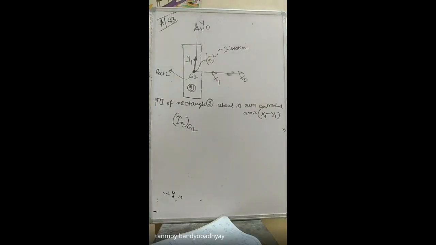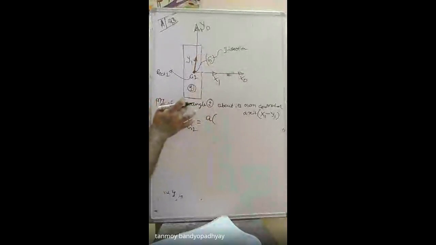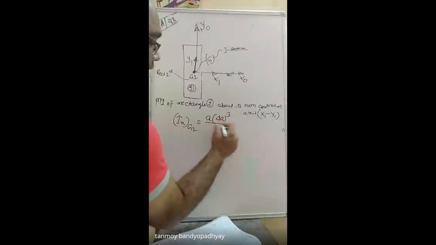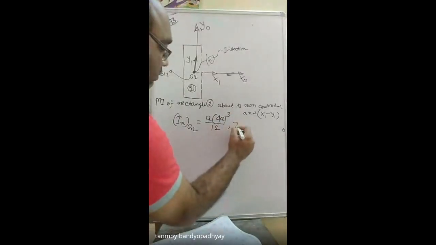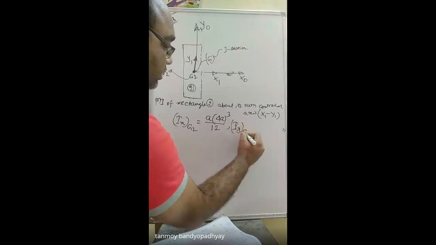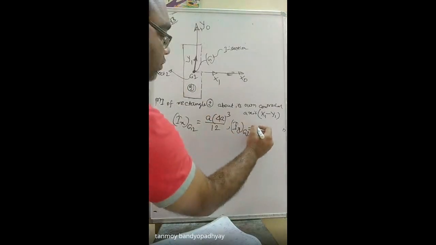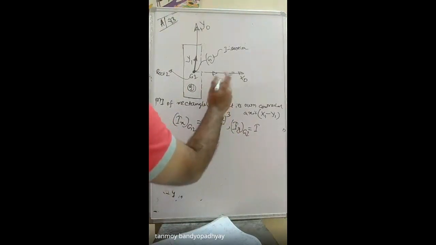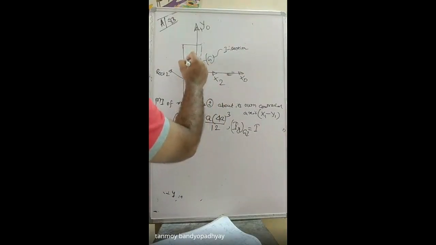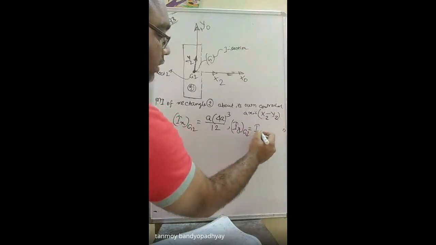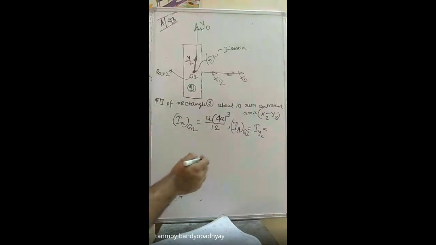So Ix G2 will be equal to bd cube by 12. What is the base? The base is a. The depth, if you calculate, will be 4a: a plus a plus a plus a. So 4a cube divided by 12. And what will be Iy G2? I am actually calling it Iy2. We can call it Iy2 or Iy1 also. If you call it x2 y2, it will get confused with y1. So we can call it Iy2 also. That will be equal to what?